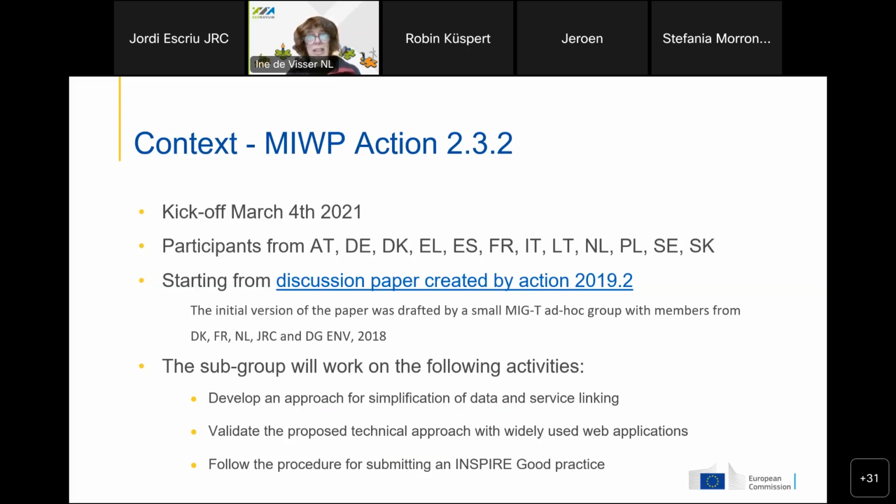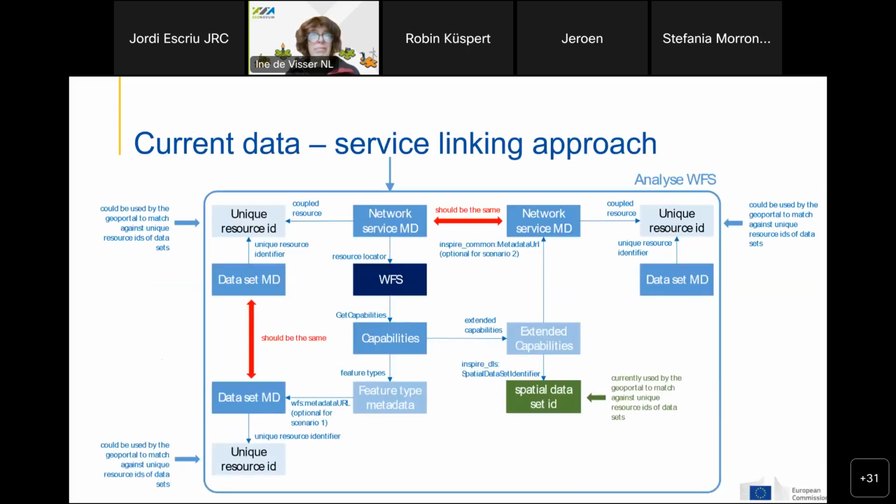The main activity is to develop an approach for simplification of data service linking, and it should also be usable with widely used web applications, following the good practice procedure at this moment. So you will ask why we are doing this. I think implementers of INSPIRE recognize this picture. This is how it works at this moment in the INSPIRE Geoportal. When you try to link datasets and services, the dependencies are very complicated, and it's very easy to make a mistake somewhere. Then your download or view service is not visible in the INSPIRE Geoportal. This is why we are working on this simplification, because it is too complicated.